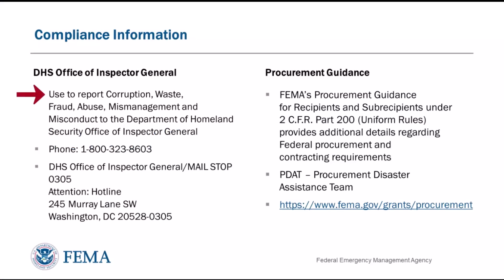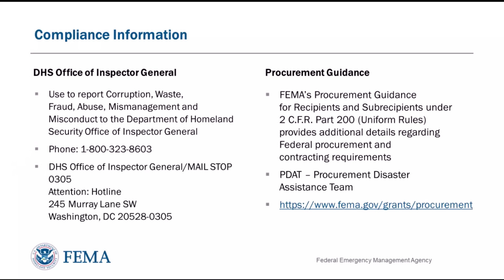Now we have some closing information for you. To report corruption, waste, fraud, abuse, mismanagement, and/or misconduct, contact the Department of Homeland Security, Office of Inspector General, by phone at 1-800-323-8603 or via the mailing address listed on the screen now.